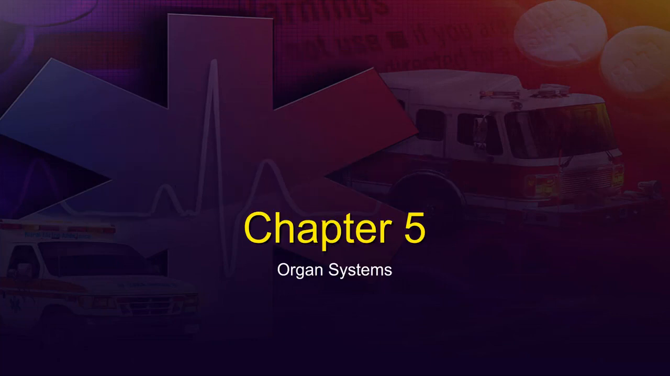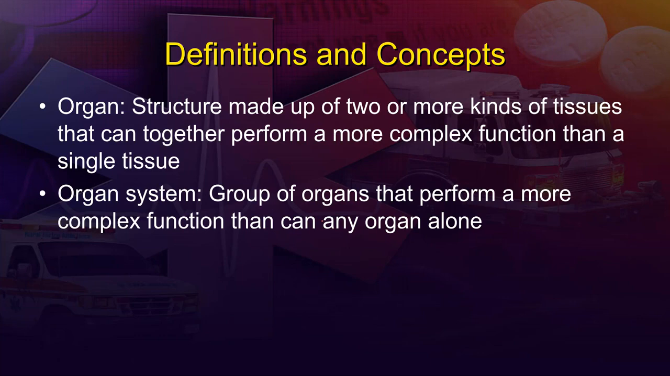To wrap up our lecture, we'll talk about Chapter 5 in the textbook that we use in class, organ systems. Remember that cells come together to create tissue, tissue comes together to create organs, organs come together to create organ systems, and the organ systems come together to create an organism. So organs are basically structures made up of two or more types of tissues that have independent qualities, but together create a complex function that's more difficult to create on its own.